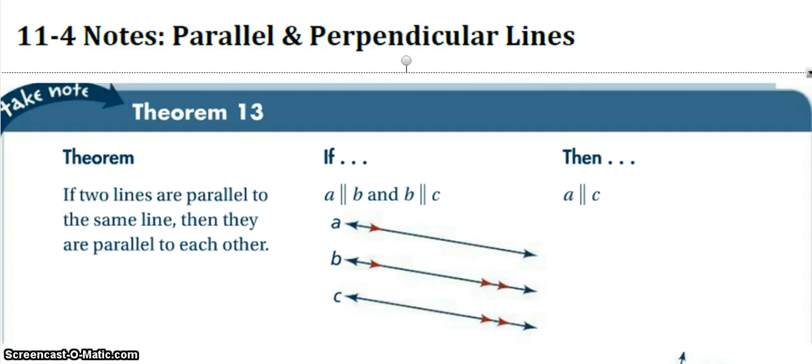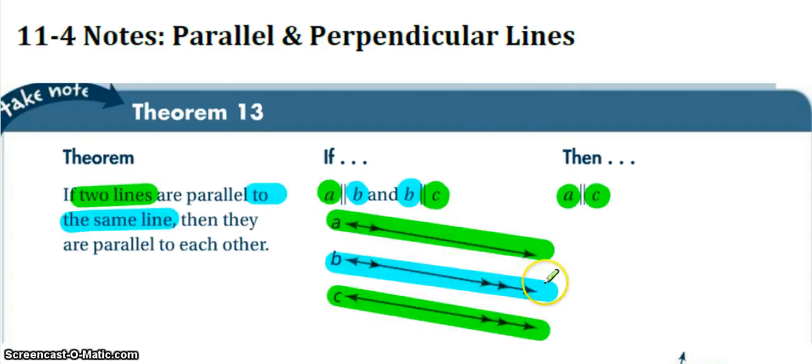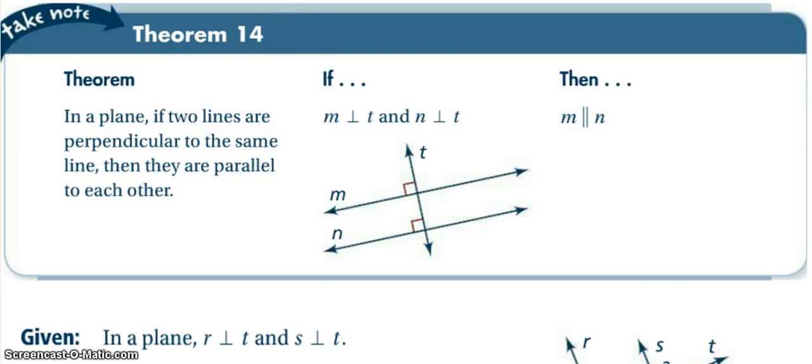So I'm going to color code this just a bit. If A is parallel to B and B is parallel to C, then that lets us know that A must be parallel to C. Our Theorem 14 then starts with "if in a plane," because we have to discuss these in the same plane, because like we looked at in our last lesson, if we are non-coplanar, that makes things somewhat confusing. So in a plane, if two lines are perpendicular to the same line, then they are parallel to each other.